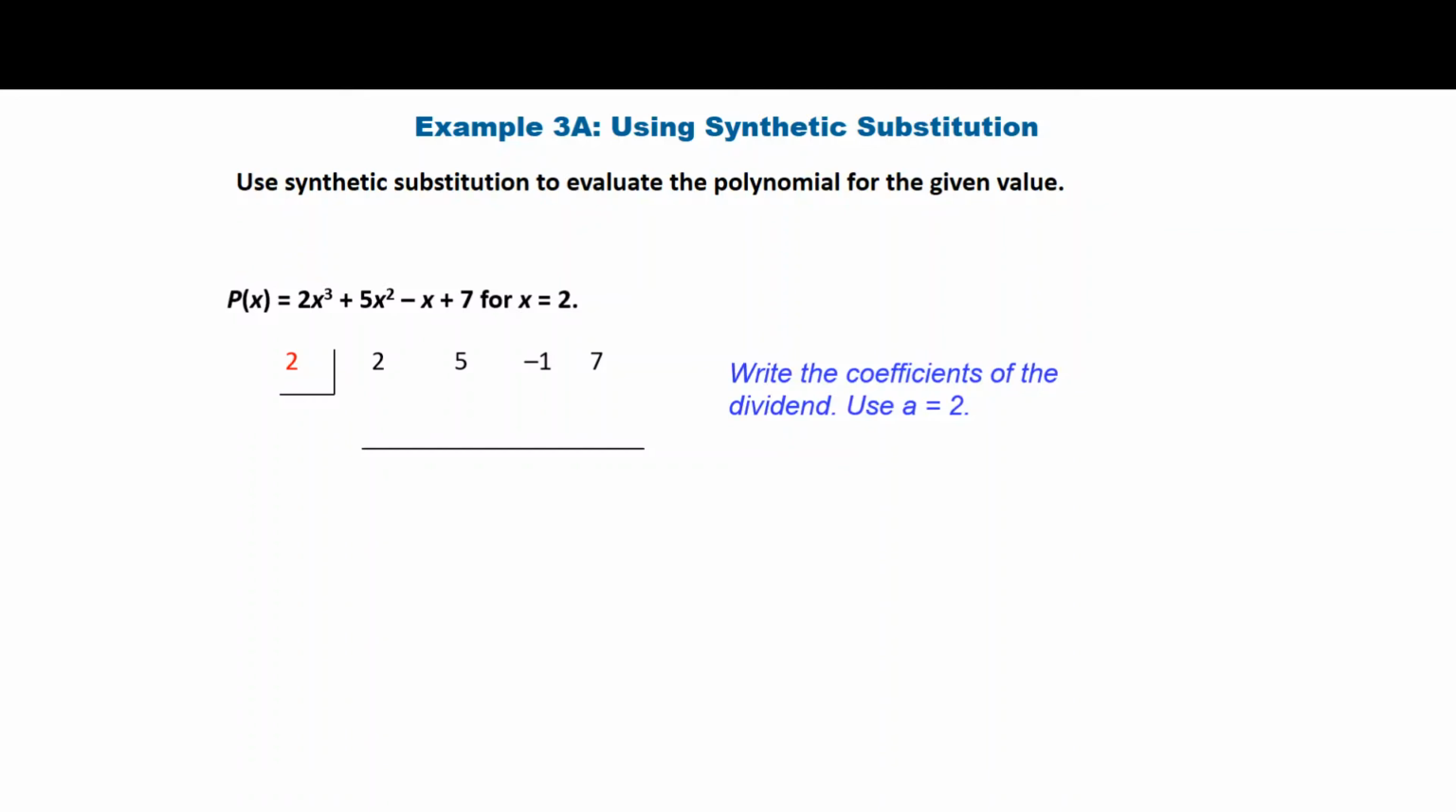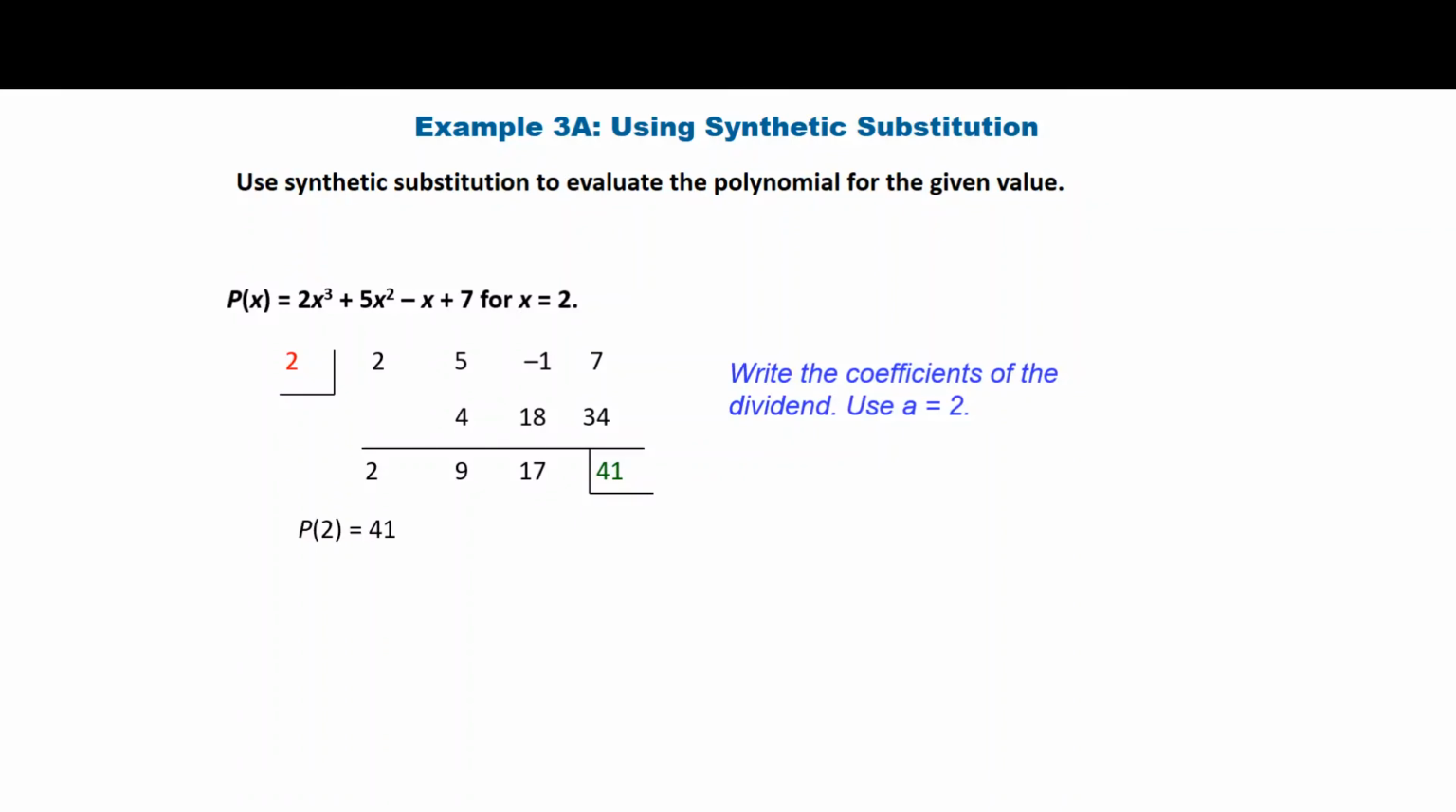So first thing we want to do is bring our 2 straight down. Next, we're going to multiply 2 times 2, and that's going to give us 4. 5 plus 4 is 9. 2 times 9 is 18. Negative 1 plus 18 is 17. 2 times 17 is 34. Add those two together, and we end up with 41.